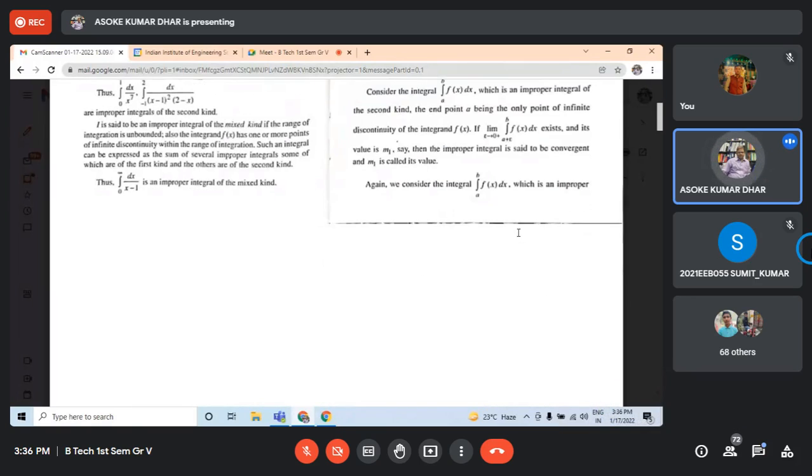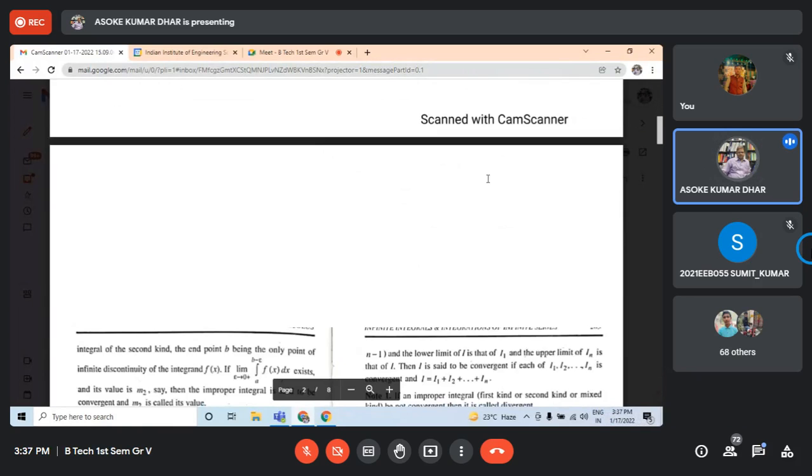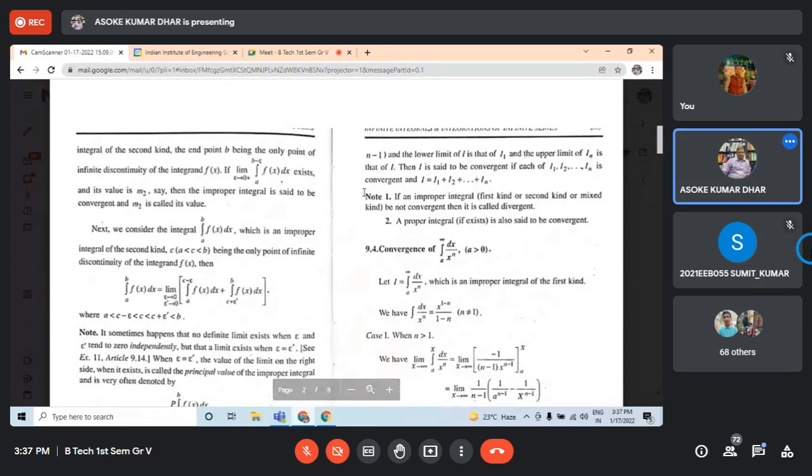Clear? Similarly, if f(x) is unbounded at the upper limit b, then we proceed in this way: a to b minus epsilon. Remember that b is the maximum point, so you always take b minus epsilon, but in the lower limit you take a plus epsilon. Always consider within the range. Epsilon greater than 0, suppose 0.01. So b minus epsilon is less than b, so that it lies in a to b. Then take the limit epsilon to 0 plus, and so on.